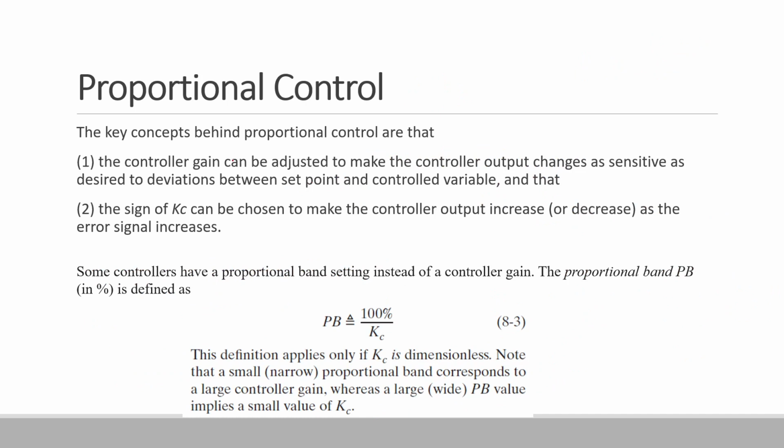Now, a few of the key features of the proportional controller are that the controller gain, that is the value of Kc, can be adjusted to make sure that the controller output changes are as sensitive as desired to the deviation between the set point and the control variable. So basically, let's say if my level changes by 1 centimeter and I want to open the valve by 100%, so that I can do by keeping the value of Kc at a high value, 100.